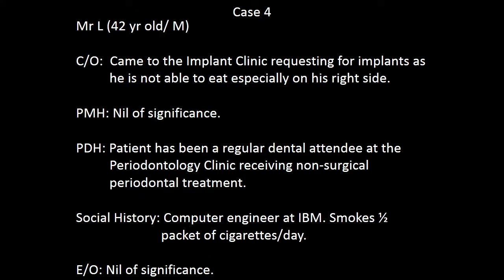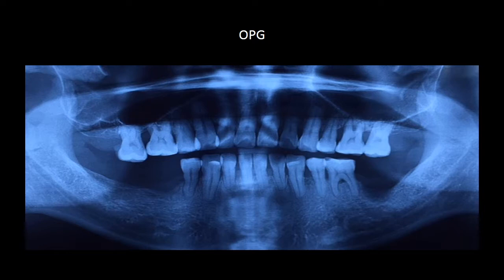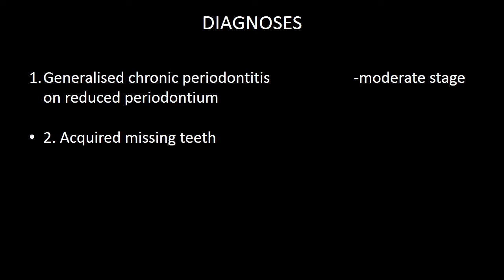Now, we shall summarize all those mentioned regarding treatment planning by going through an example of the patient's case. This patient requested for implant treatment to replace his lower right posterior teeth. Apart from history taking, these intraoral photos serve as a useful aid during treatment planning and also serves as a patient's record. His panoramic imaging shows severe bone loss due to chronic periodontal disease. This patient's diagnoses are generalized chronic periodontitis on reduced periodontium in moderate stage and acquired missing teeth.